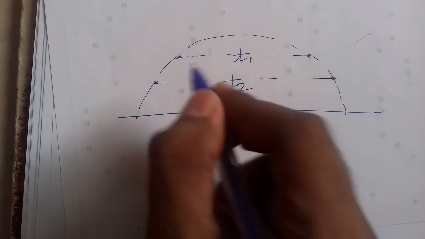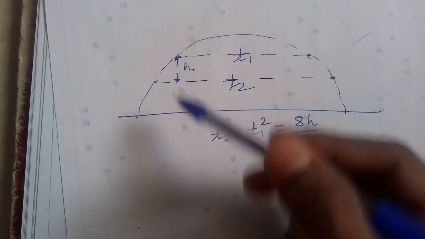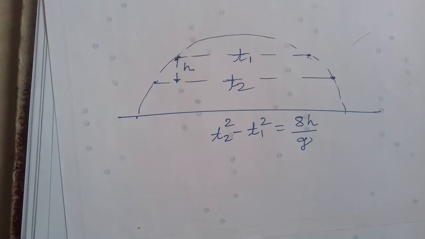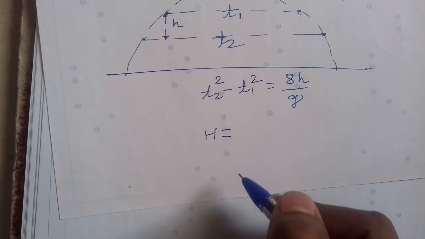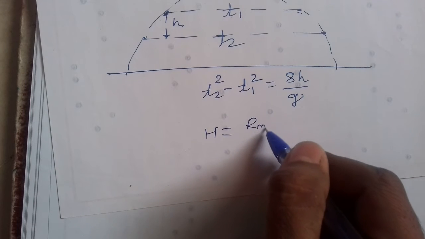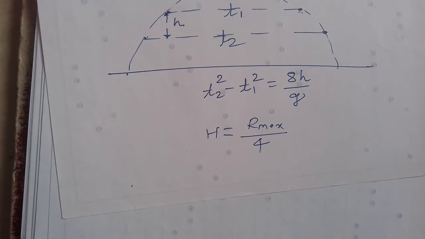What is h? h is height difference between these 2 points. Then when range is maximum, what is the maximum height? It is R max upon 4.